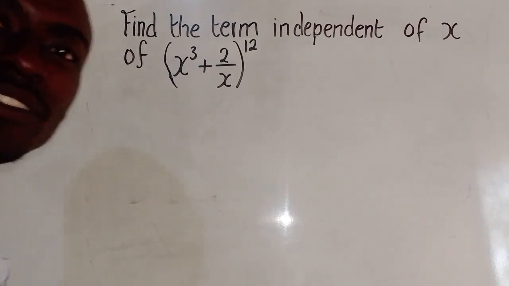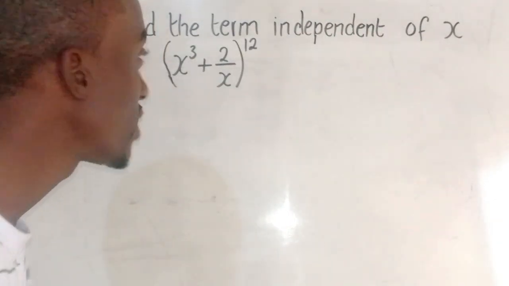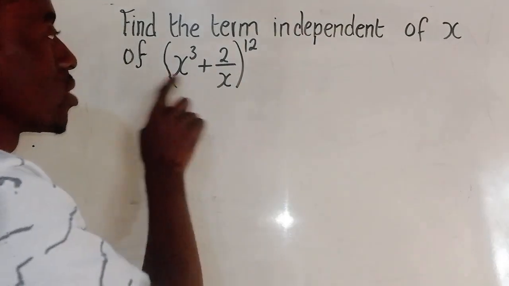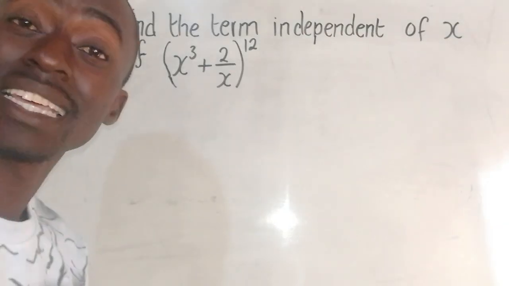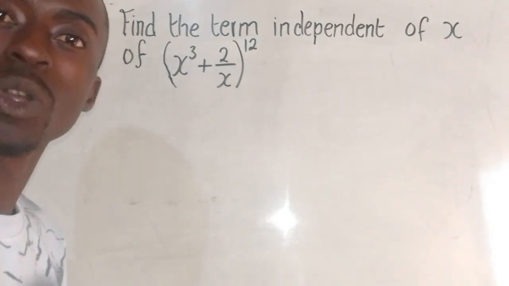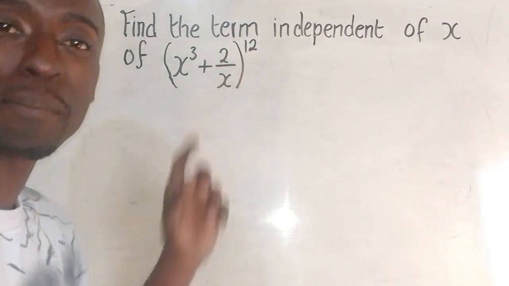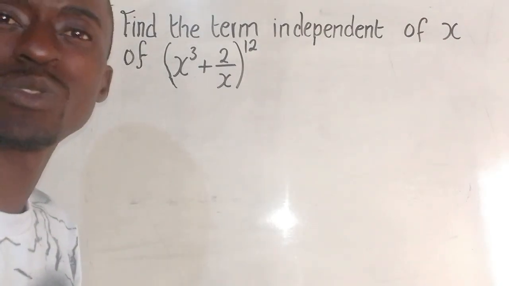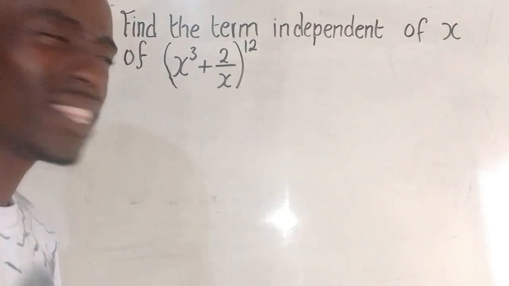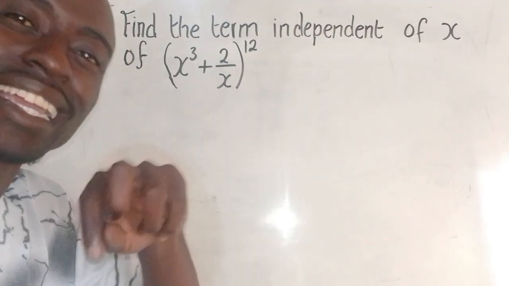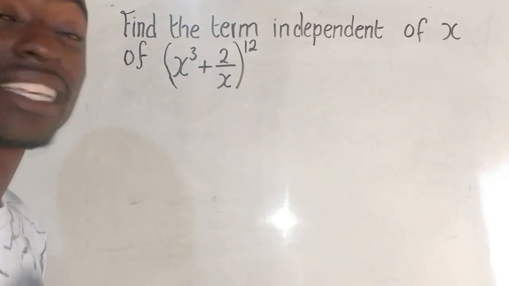Okay, so we have a mathematics question that says find the term independent of x of this. You need to understand that here we are looking at a binomial where you are given two terms that is being raised to a higher power like 10, 9, 12, and so on. Now, when they say independent, it simply means that term that has no value for x, meaning there is no x.